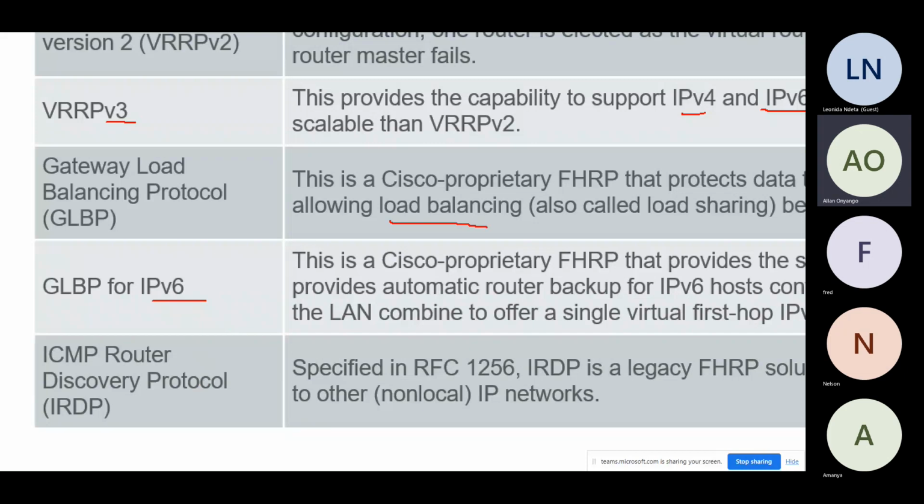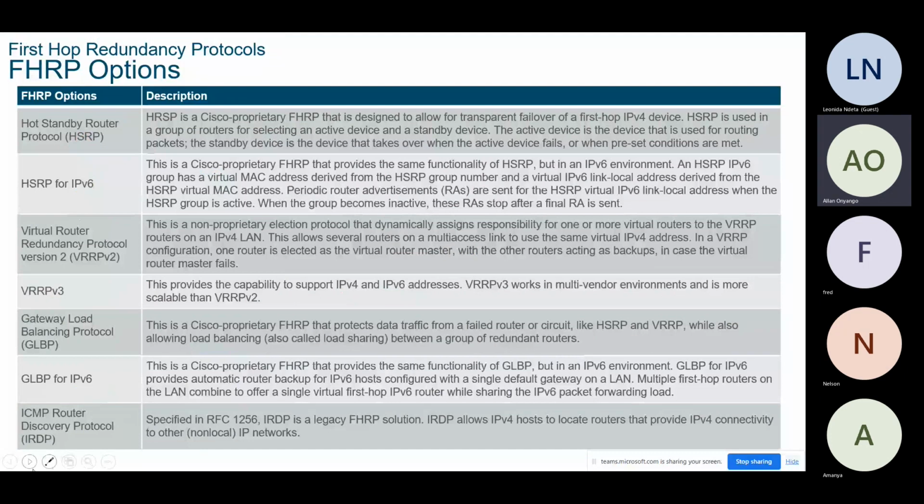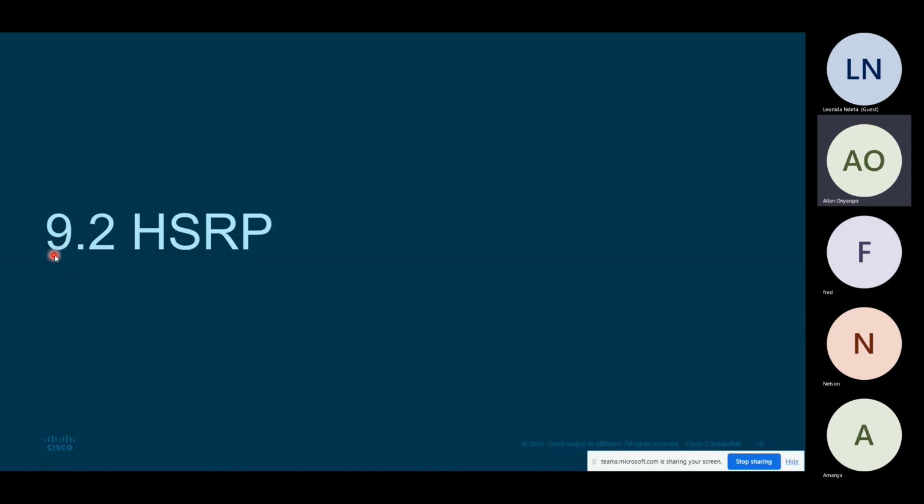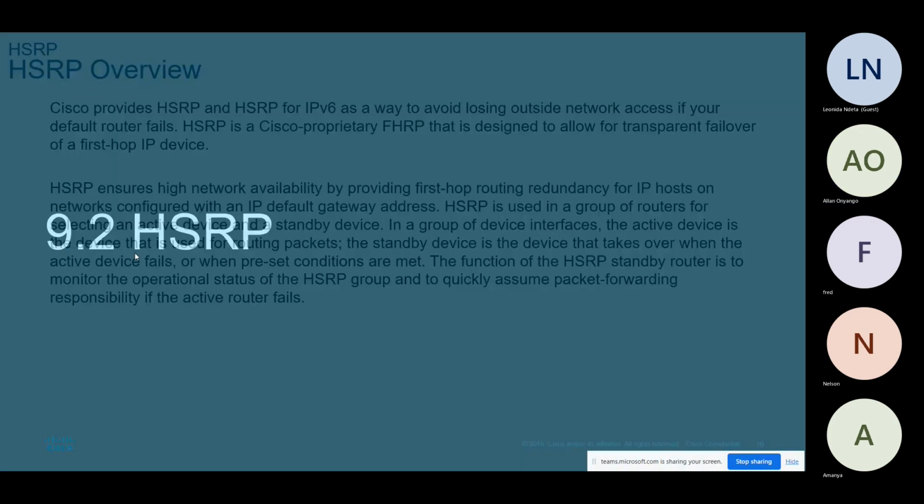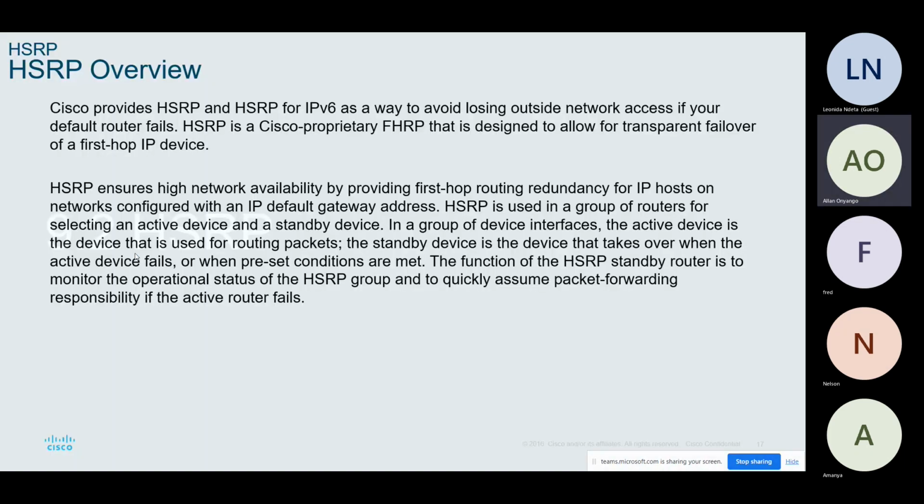But the most current ones are the HSRP, VRRP, and GLBP. Now we're going to spend a little bit of time talking about HSRP, the Hot Standby Router Protocol. And like I told you, it's a Cisco proprietary protocol that provides redundancy at the level of the default gateway, and it ensures high network availability through first hop routing redundancy for IP version 4 hosts and version 6 as well.